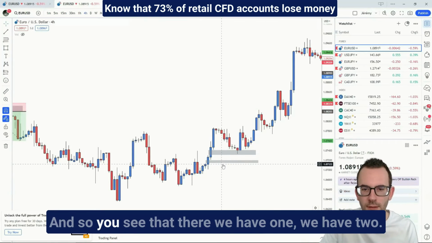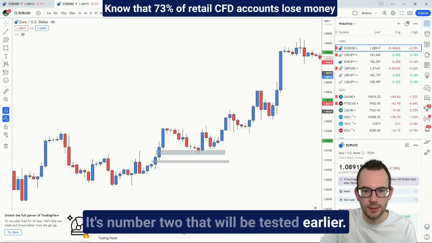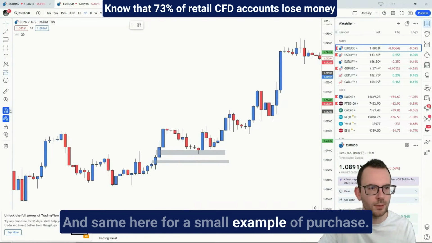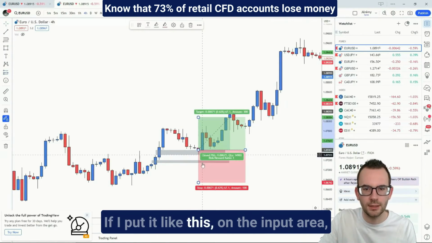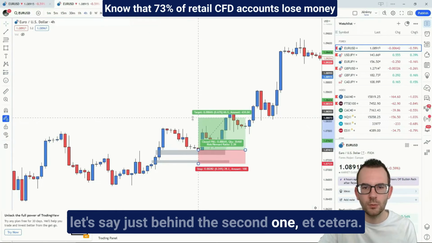And so you see that there, we have 1, we have 2. It's number 2 that will be tested earlier. And same here for a small example of purchase. If I put it like this on the input area, either just behind the area or slightly with a margin, let's say, just behind the second one, etc.